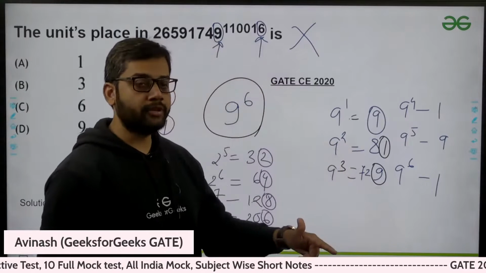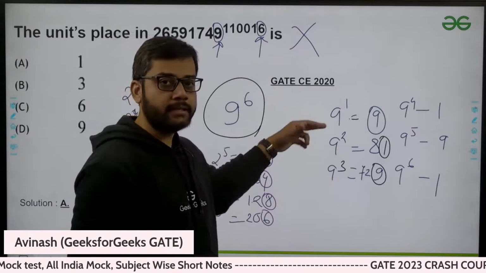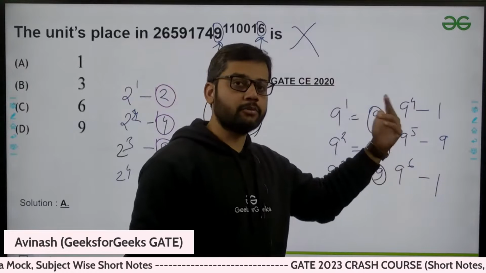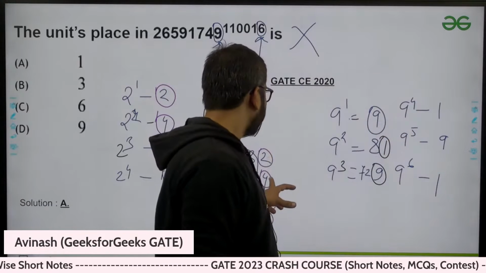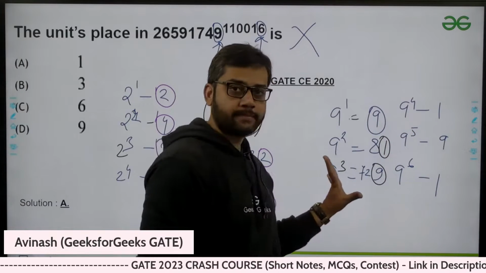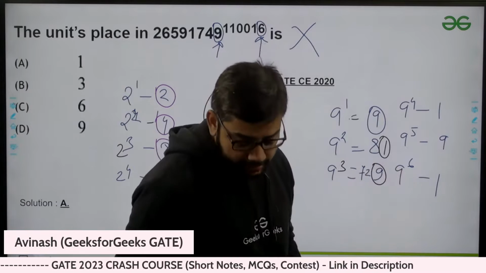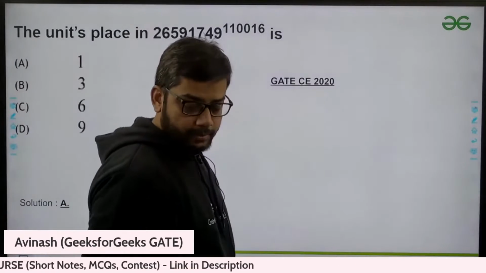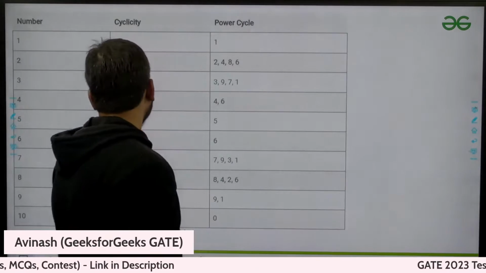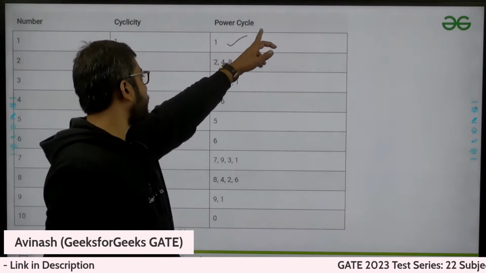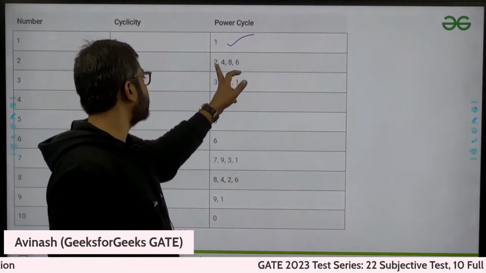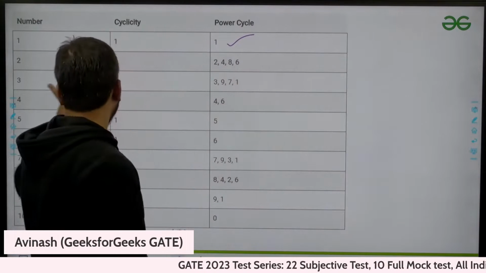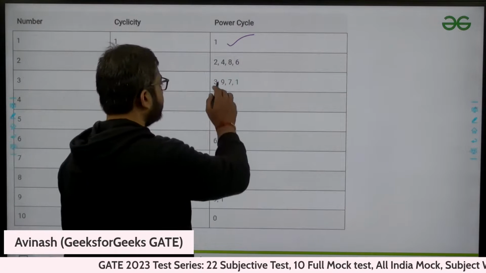Now, for your own verification, check 2 to the power 9, 10, 11, 12. Again you see 2, 4, 8, 6. So this is called cyclicity. I have made a table regarding the cyclicity for your better understanding. For 1, the cyclicity will always be 1. For 2, the cyclicity is 2, 4, 8, 6. For 3, the cyclicity is 3, 9, 7, 1.